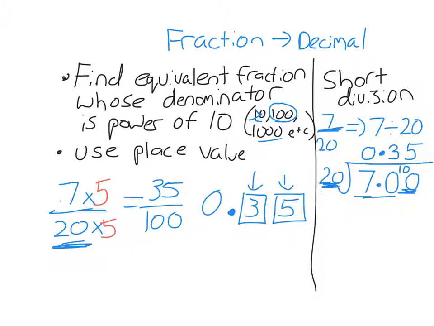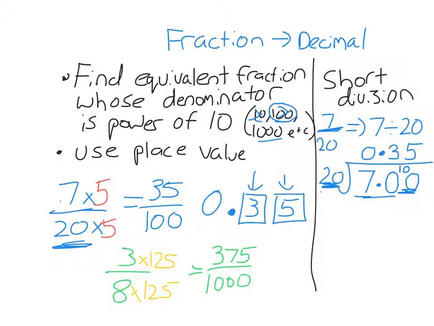I'm going to do another example using both methods very quickly. So let's say I want to do 3 over 8. I want to convert that into a decimal. So 8 doesn't go into 10. It doesn't go into 100. So I can't use those powers of 10. But it does go into 1,000. 8 goes into 1,000 125 times. So I times that by 125, and I must do the same to the top. So I end up with 3 times 125, 8 times 125, which is 1,000.